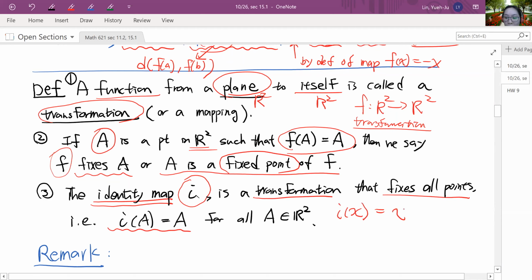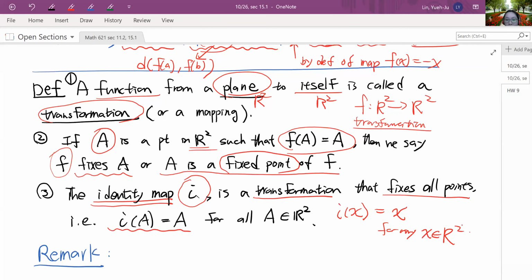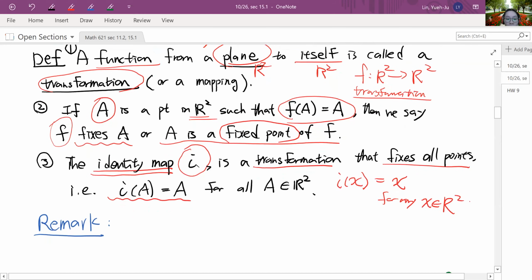If you want to use X as a point, that means I of X equals X for any point in R2. That's why we call it the identity map. Or if you want to use more fancy language, the identity map fixes every point. So it's a transformation that fixes every point. This is essentially some terminology.